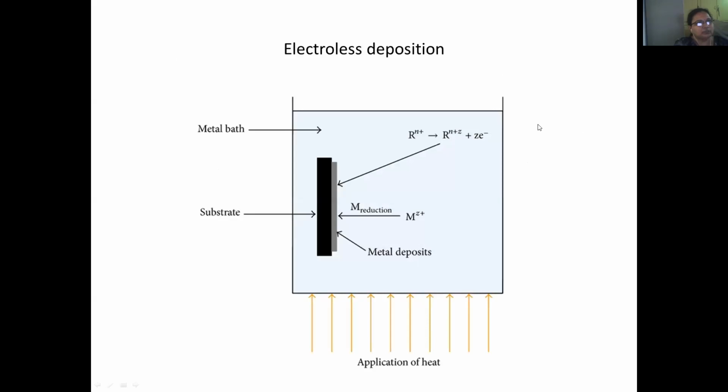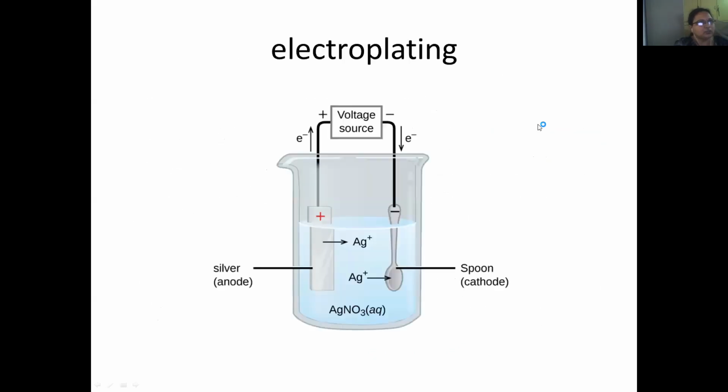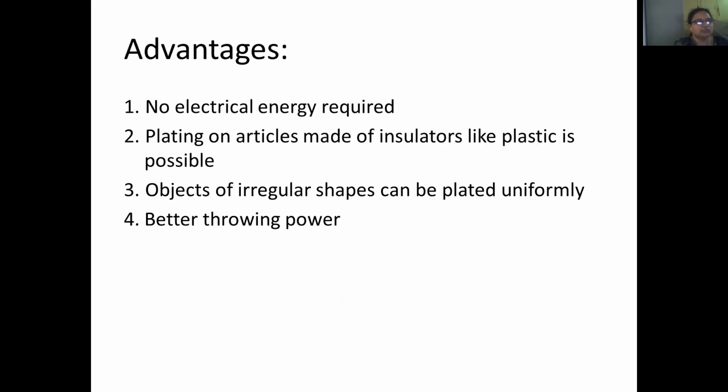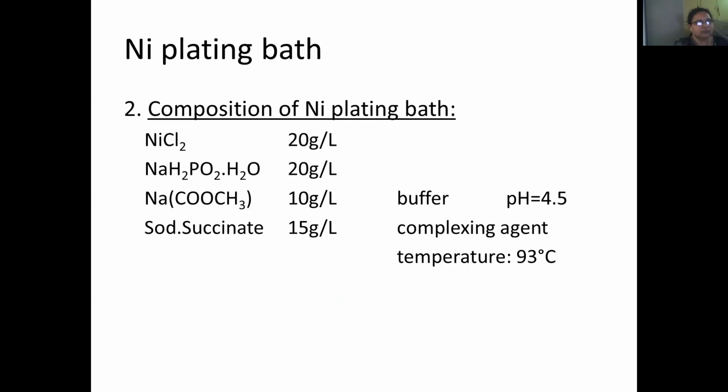So we have learned about the electroplating process, that is a spoon coated with silver, and electroless plating of nickel, where we use all these agents. That is nickel chloride, sodium hypophosphite, sodium acetate, and then sodium succinate. So we need a buffer, we need a complexing agent, then the temperature has to be maintained, that is 92 degrees centigrade. Right. So all these are required for the electroless plating process.